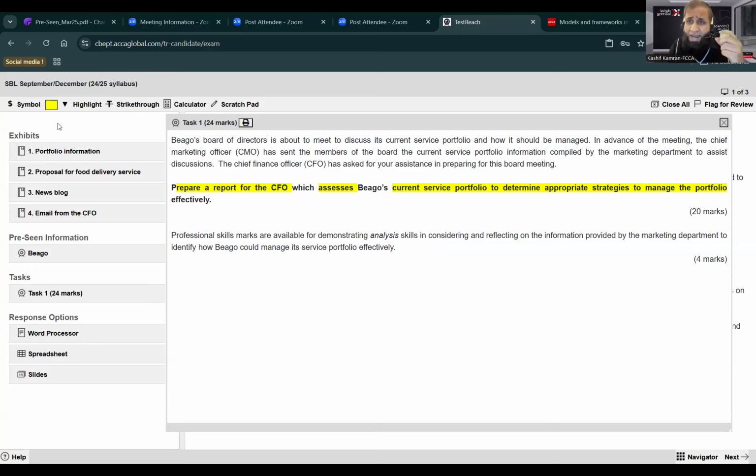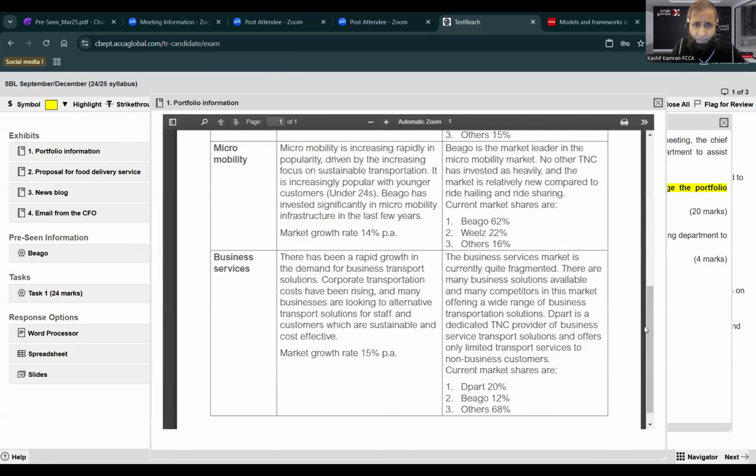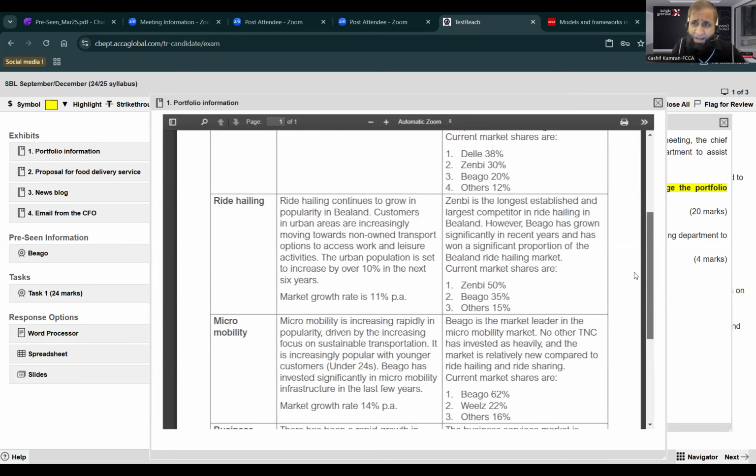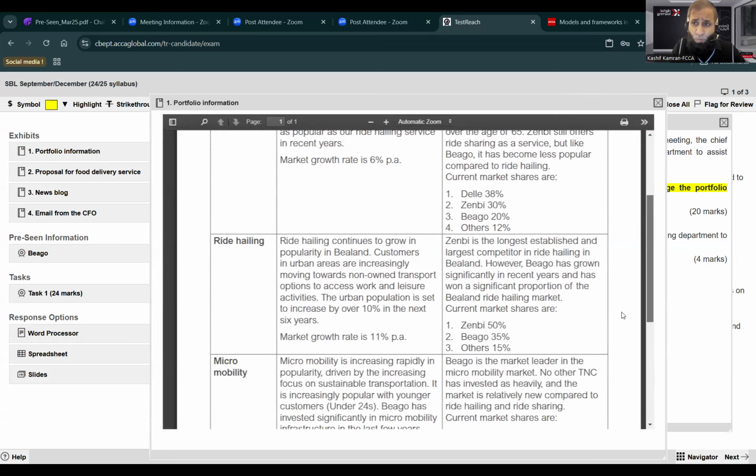I can just solve the question looking at the current service portfolio, whatever the service portfolio this company has, and I can just evaluate it in terms of the goods and the bads. And I can then just put the strategy how they can effectively manage the portfolio without a model. But when I look at the exhibit, can you see the exhibit number 1 over here, which has portfolio information? When I open it and look at the portfolio information, how many services they have in the portfolio? Ride sharing, ride hailing, micro mobility, and business services.